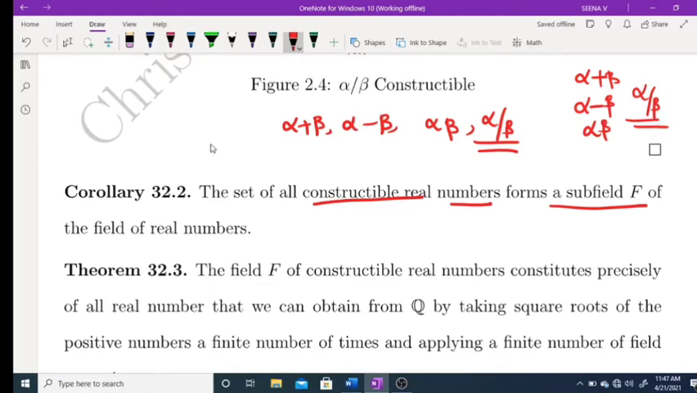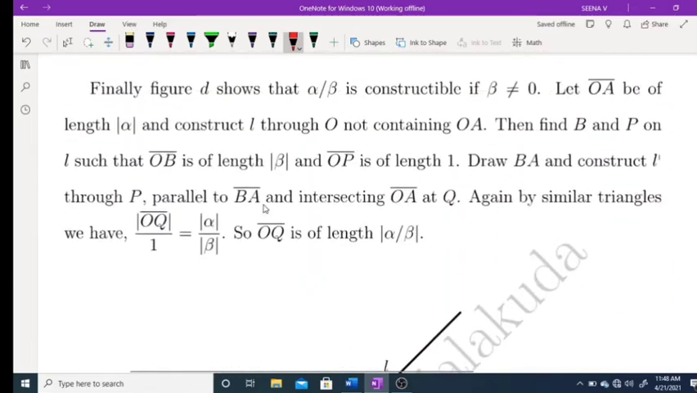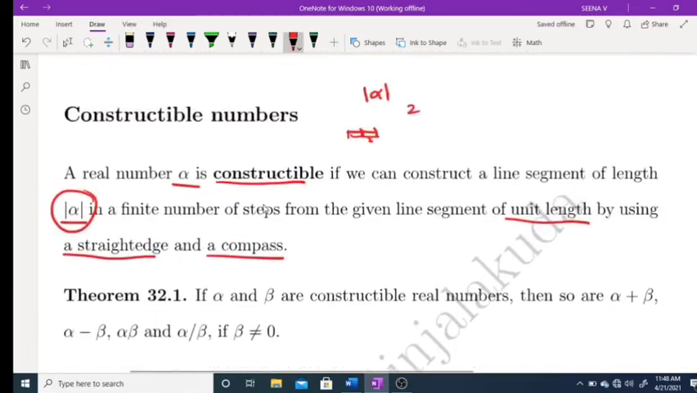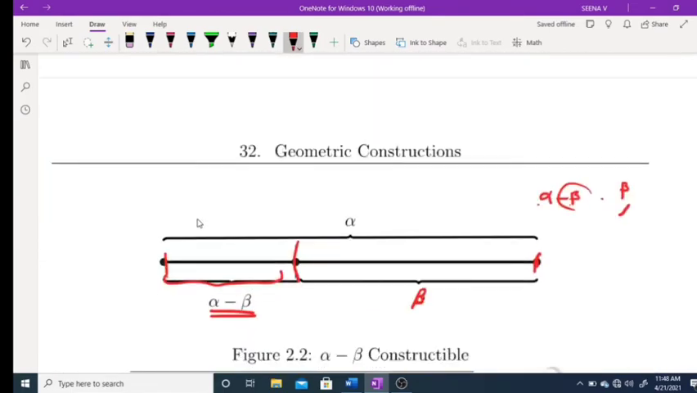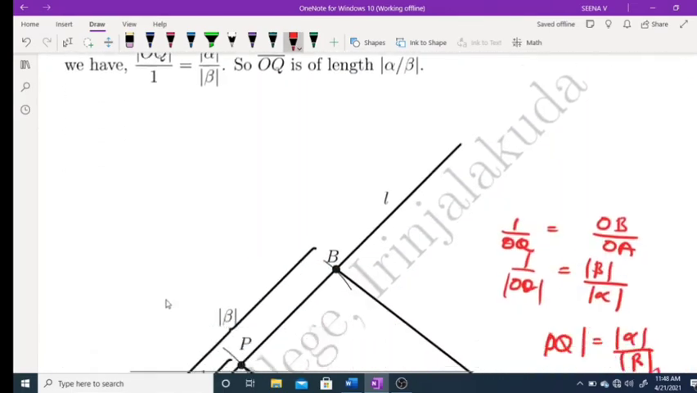So the set of all constructible numbers forms a subfield F of the field of real numbers. Clear? It is closed under addition by alpha plus beta constructible. It is closed under multiplication by alpha beta constructible, and the additive inverse exists by alpha minus beta, and the multiplicative inverse exists for non-zero numbers using alpha by beta constructible. So if there is a question, prove that the set of all constructible real numbers forms a subfield of real numbers, you have to answer these. This theorem. So now moving to next.